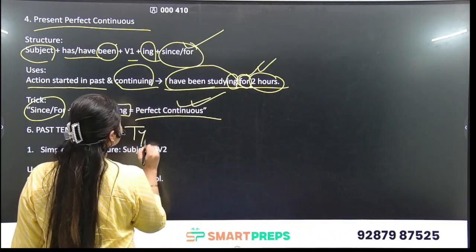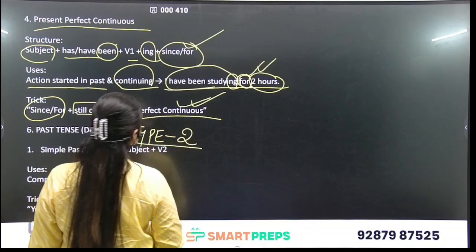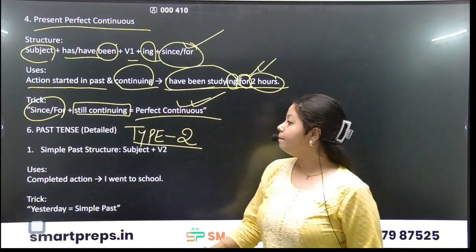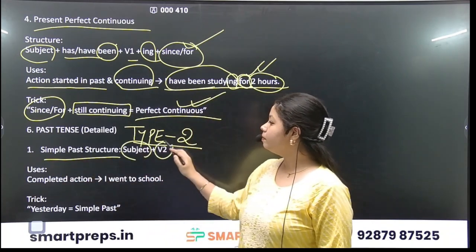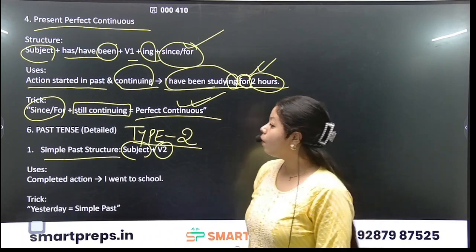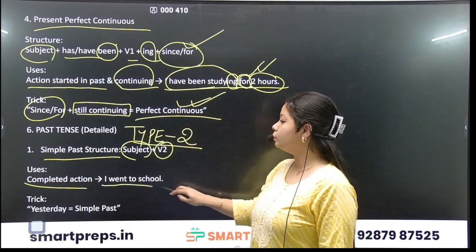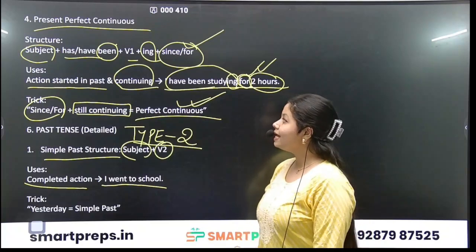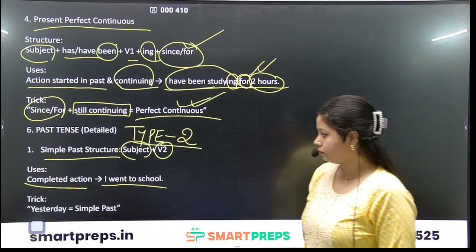This was what? Type 2, that is past tense. Okay. Simple past structure: subject plus the verb. Okay. Now uses: completed action. I went to school. Completed action. I went to school.